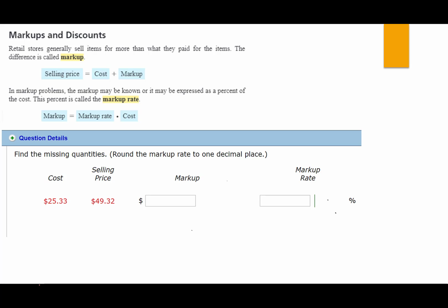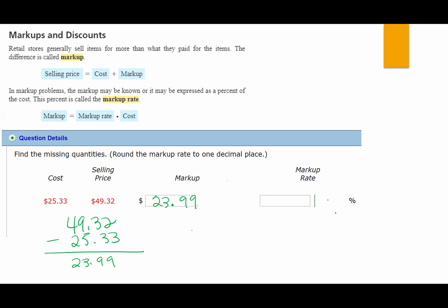And so this question is asking us to find the amount of money this item was marked up, and then what percentage is that markup. The first thing we're going to solve is just how much was the item marked up. And that one's pretty easy. We're going to take the selling price of $49.32 and we're just going to subtract what that company bought it for. And so go ahead and use your calculator. 49.32 minus 25.33 is $23.99.